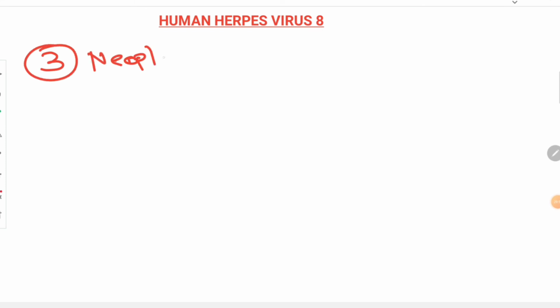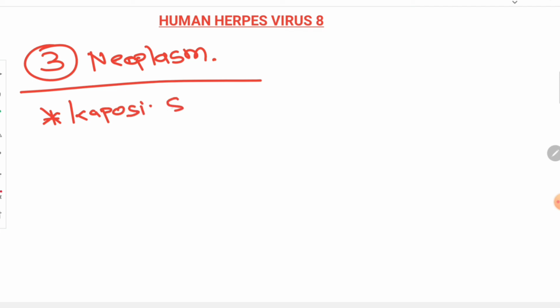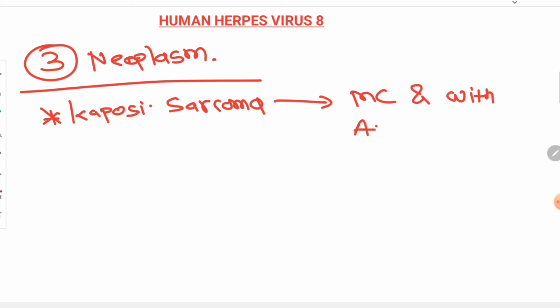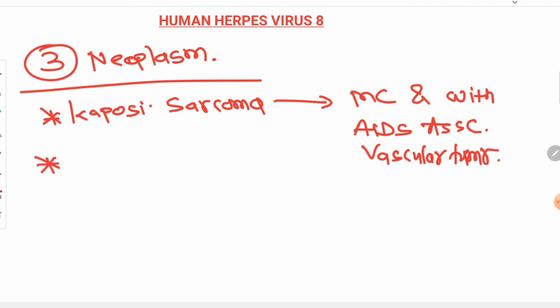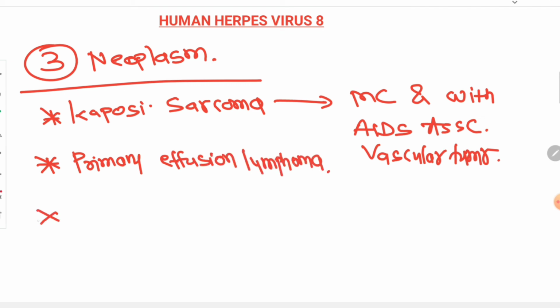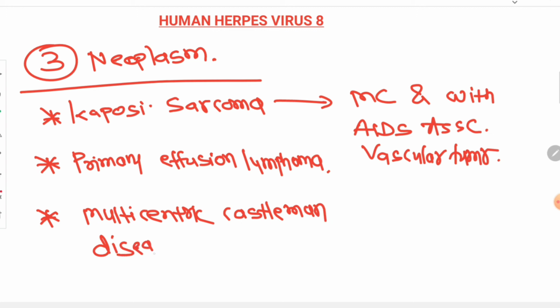Now let's understand about the human herpes virus 8, HHV8. It can lead to development of three type of neoplasm. One is Kaposi sarcoma, that is the most common and associated with AIDS. It's a vascular tumor. Second one is primary effusion lymphoma. And third one is multicentric Castleman disease. Primary effusion lymphoma and the multicentric Castleman disease are rare. Common one is Kaposi sarcoma by HHV8.